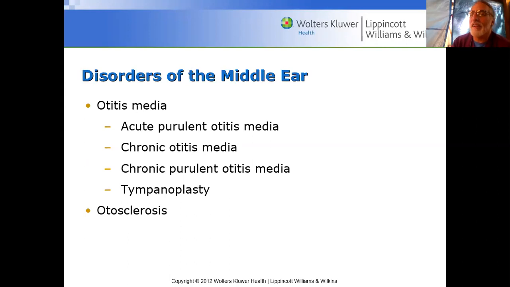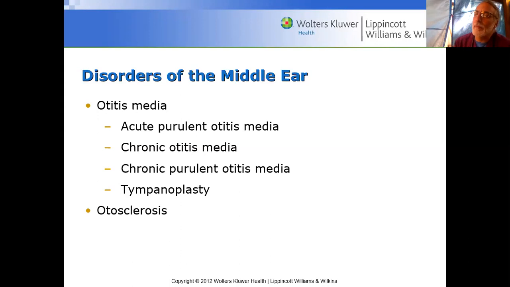Middle ear, so otitis media, fairly common with children, and that is a middle ear infection. Okay? So of the types, you can have acute purulent, meaning pus formation, chronic inflammation of the middle ear, and chronic inflammation of the middle ear with pus, and may require tympanoplasty to rebuild the tympanic membrane to address damage done by this inflammation. The last for the middle ear, otosclerosis.